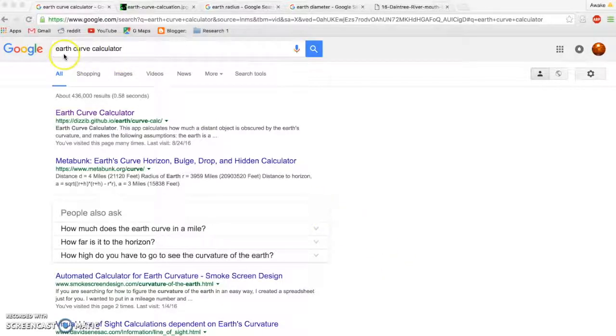So you can see here I've put in Earth Curve Calculator, and this one right here is my favorite calculator. It's very useful and it's very accurate. But I want to show you some misinformation that's out there. And under this, people ask, how much does the Earth curve in a mile? This is where most people get stuck.